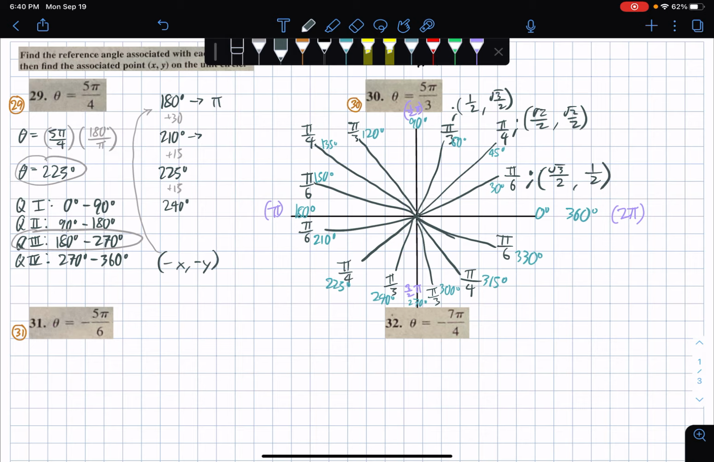So yeah, that's everything that you have to know for the unit circle. It is pretty ugly, but yeah, it's straight to the point.